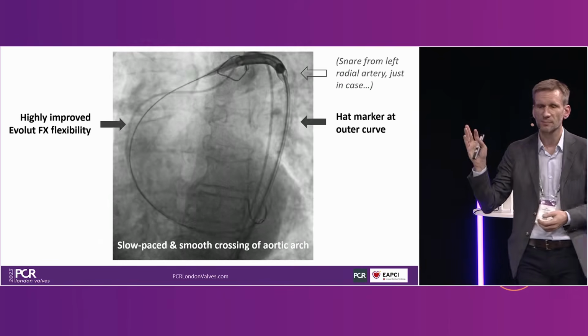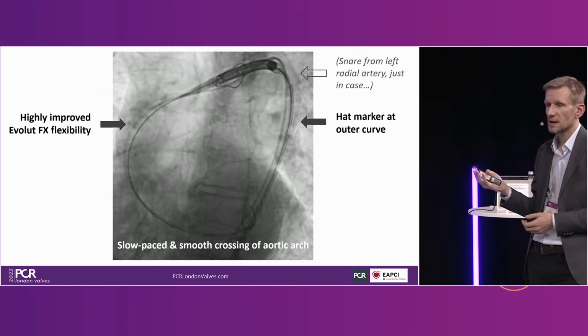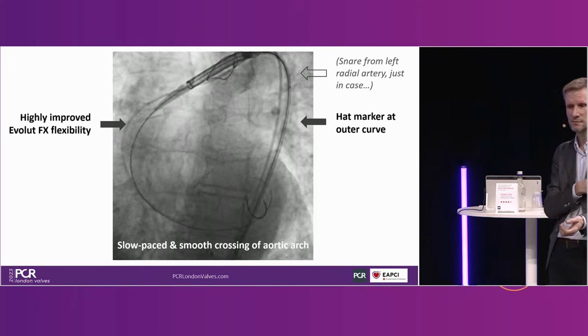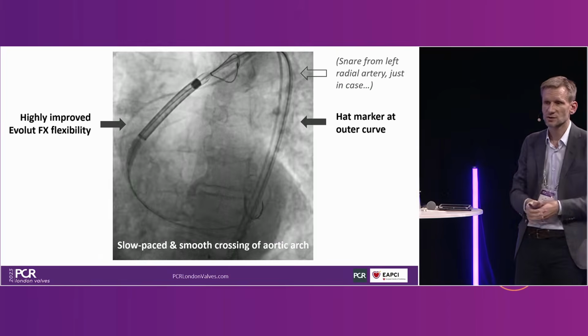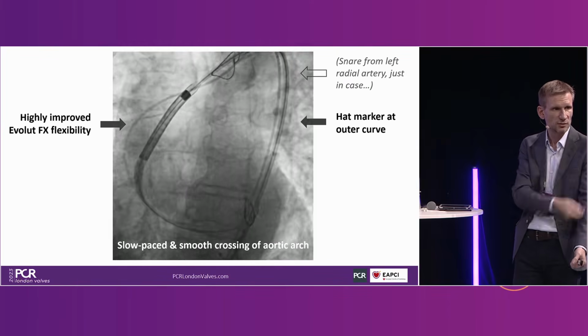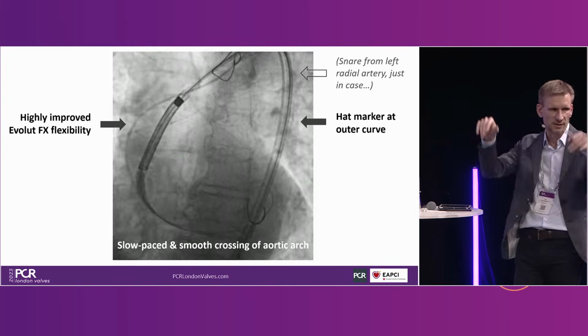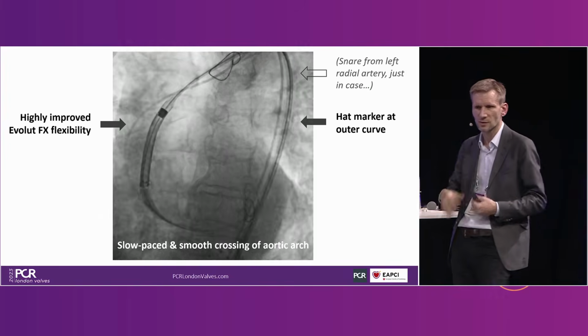What I did in case of, I had a snare introduced from the left radial, not knowing if I would use it, yes or no. That takes only 30 seconds. It's just you put in a catheter, put the snare in, and you cross once with the wire, and you forget about that snare. I mean, you leave it there, and all the manipulations you do across.